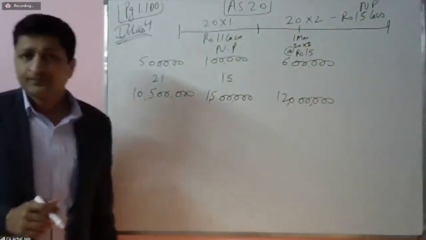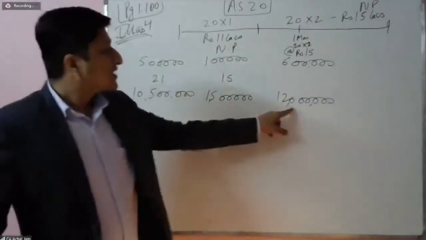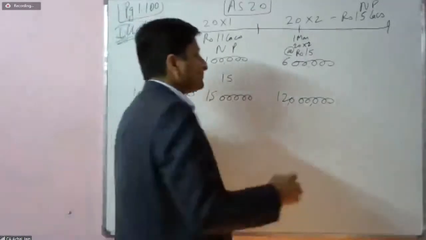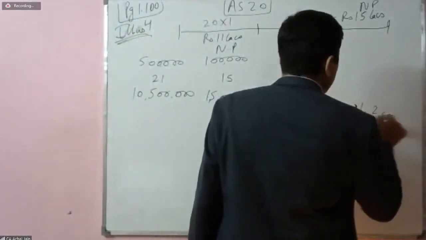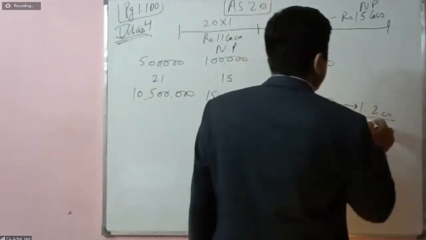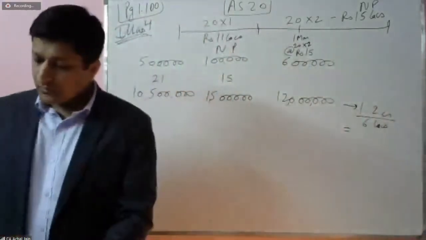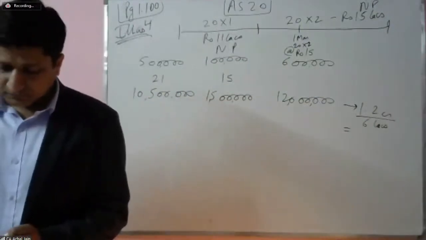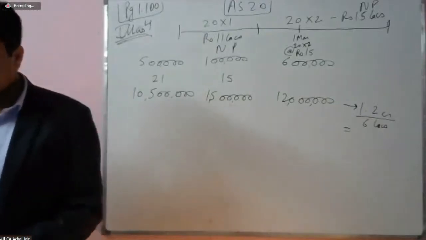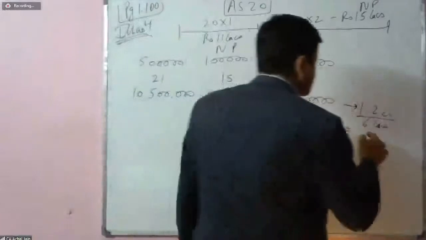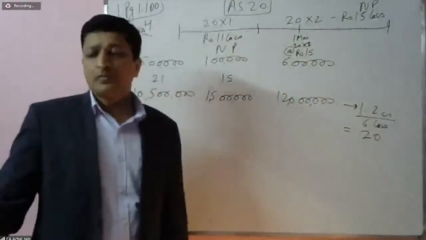Okay, yeah. So now theoretical ex-rights fair value per share will be what? This divided by this. So it will be 1.2 crore divided by 6 lakhs. So what do we get? 20. Correct? Now this 20 is what? Theoretical ex-rights fair value per share.